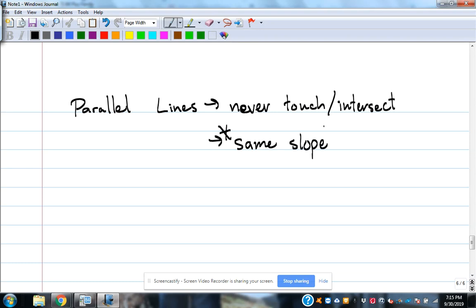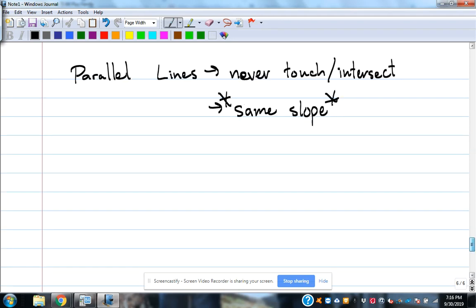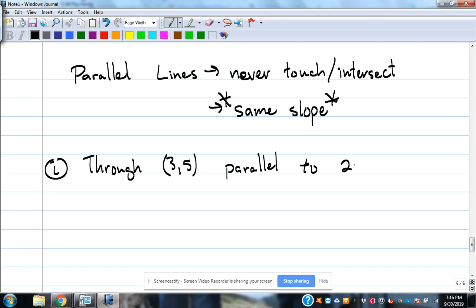That's the part that helps us out, because we're going to write the equation of a line that's parallel to another, and we got to have the slope to be able to do it. Okay, same slope. So let's get an example here. Let's say that it goes through 3, 5, and it's parallel to 2x plus 5y is equal to 4.